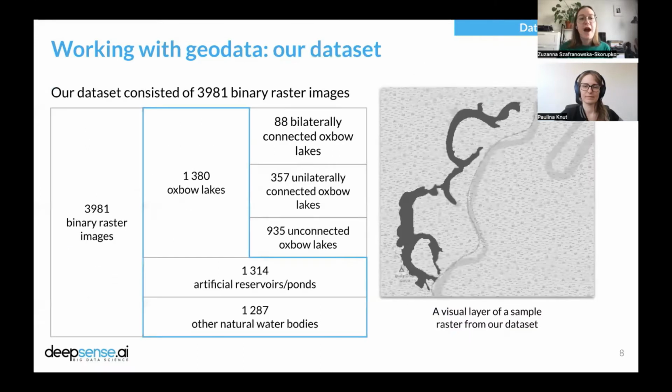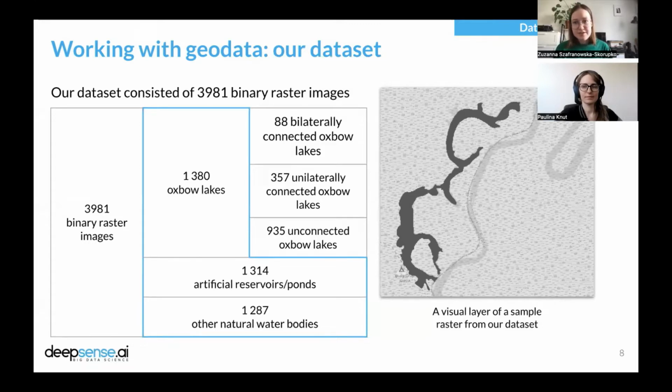Okay, so as for our particular dataset, our dataset consisted of 3,981 binary raster images. And each of those binary rasters contained only one single water body, so one sample that we were supposed to classify. Of those 3,981 binary rasters, we had 1,380 oxbow lakes and a similar amount of artificial reservoirs and a similar amount of other natural water bodies. So these oxbow lakes could also be divided into three categories based on the ways they were actually connected with other water bodies or other water courses.